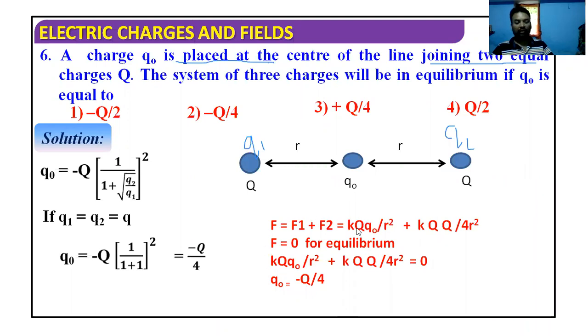This is the method in which we find the net force on any charge. You may take this charge and find the net force, or take this charge and find the net force on it. If the net force is equal to 0, it means the system will be in equilibrium, and find the value of Q naught. So you can apply this method, and you can also apply the direct shortcut technique.